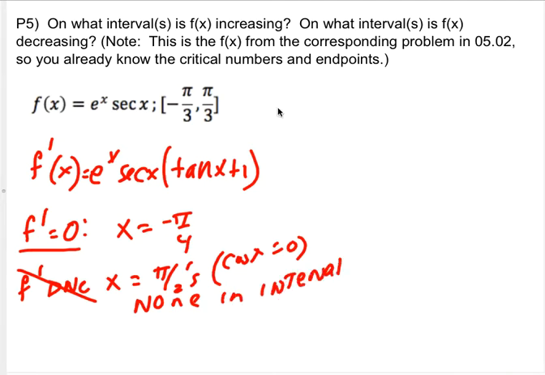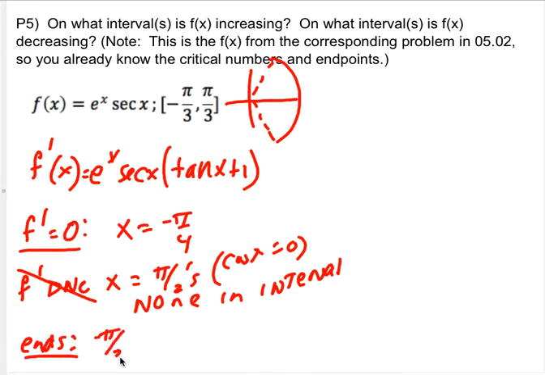If you look at the interval we're looking at, from here to here, this window, there's no pi over 2, so that's not an issue. And we do have ends, right? They are negative pi over 3 and pi over 3. So we're going to go ahead and put those on a sign chart.